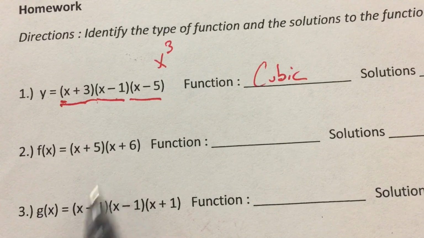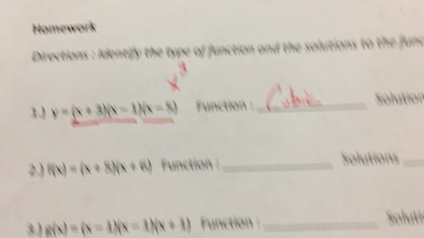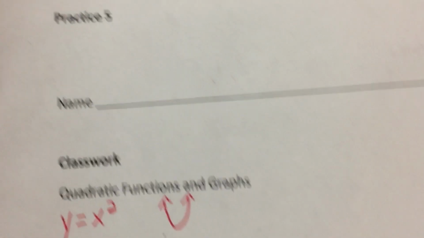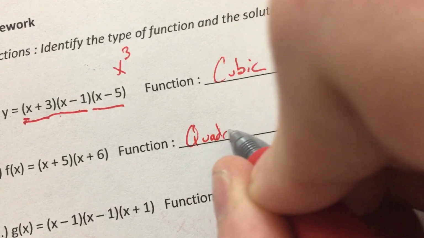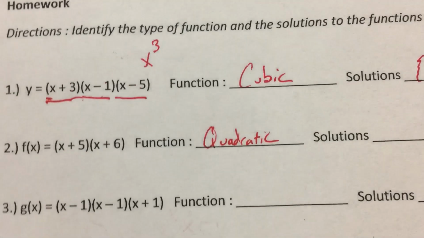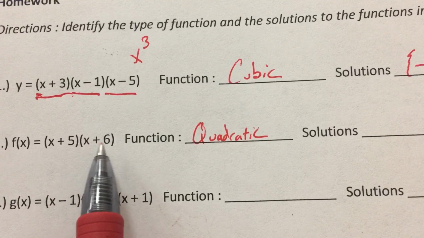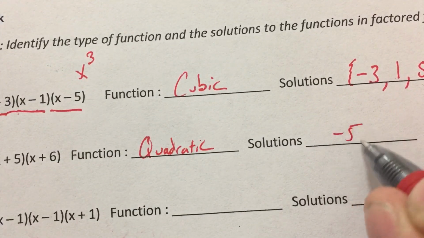What type of function is number 2? Well, there's only 2 binomials. Power of 2 makes me think quadratic. So what kind of function is this? This is quadratic. Its solutions would be negative 5 and negative 6, the opposite, right?